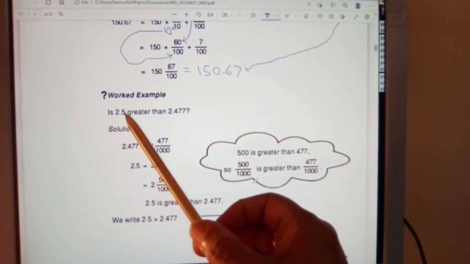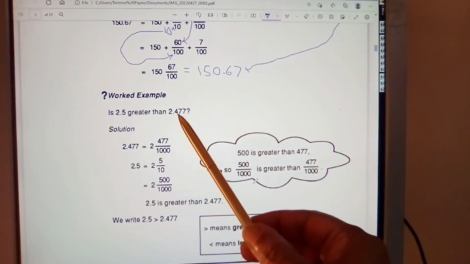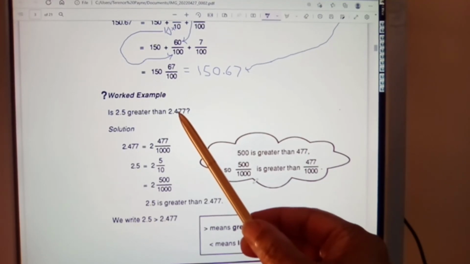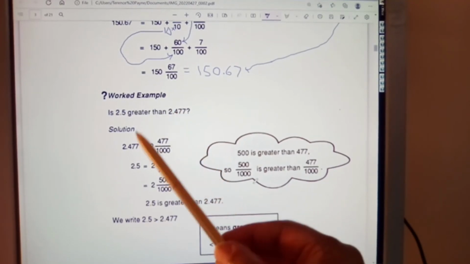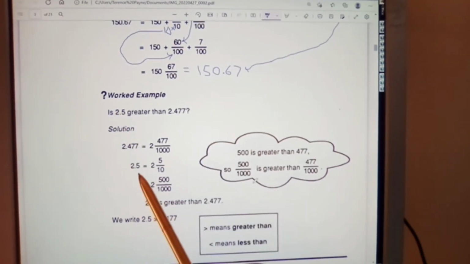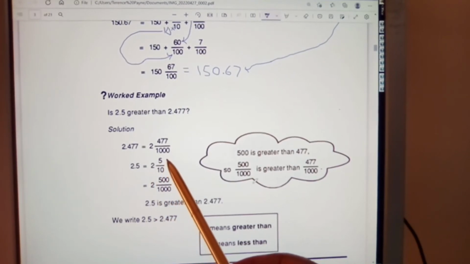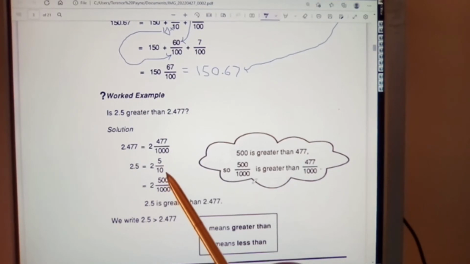Now, we then also need to look into 2.5. So we've dealt with the last number first in this case. We're not going to deal with the first number last in this case. 2.5 is equal to 5 over 10 because it is going to be 5 tenths. Okay?